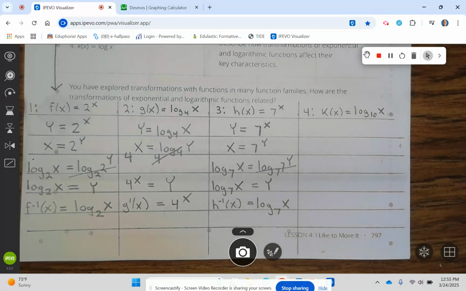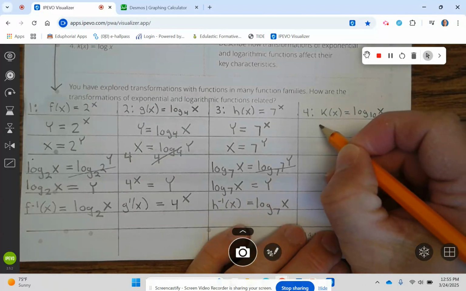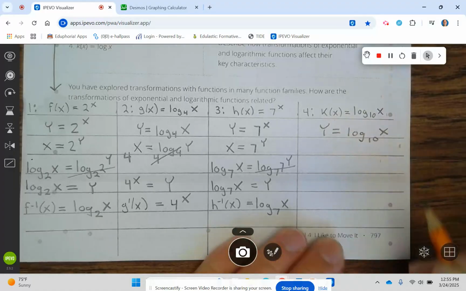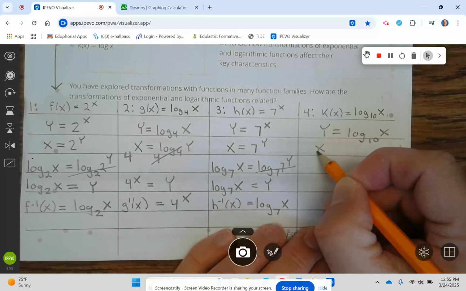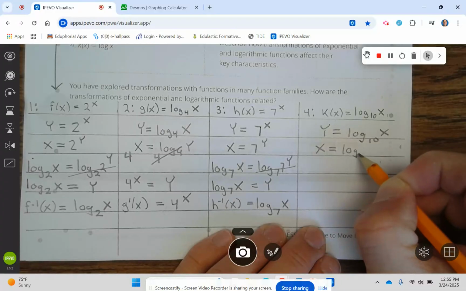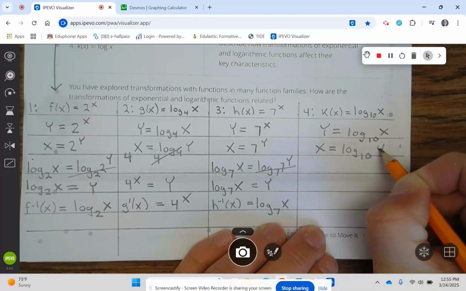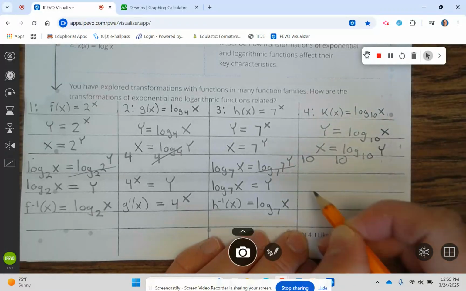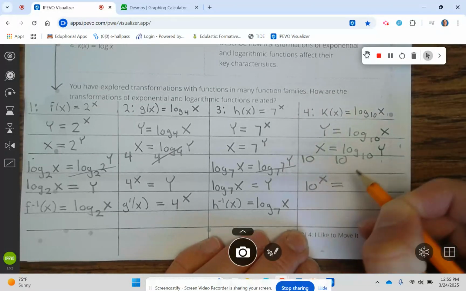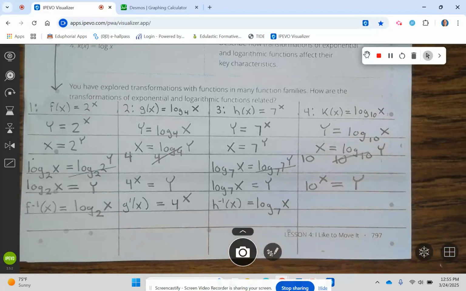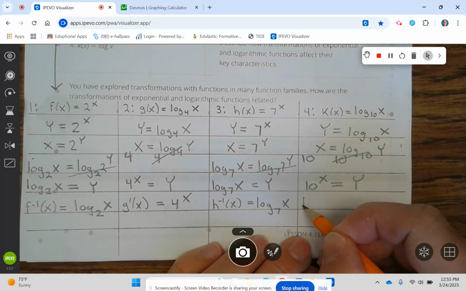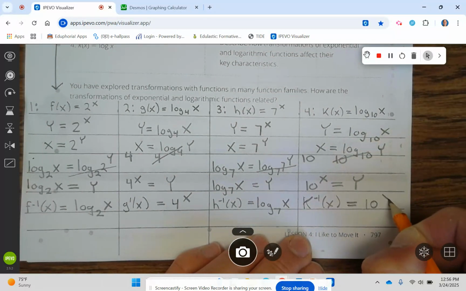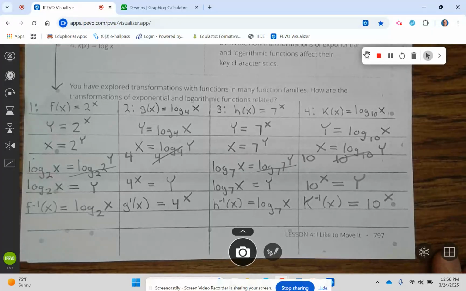Well, last one, let's take a look at 4. So first step, change k of x to y. And then switch x and y. So x equals log base 10 of y. Then we're going to raise both sides by 10. So you get 10 to the x. This cancels, equals y. So k inverse of x equals 10 to the x. All right, go ahead and finish up the warm-up.